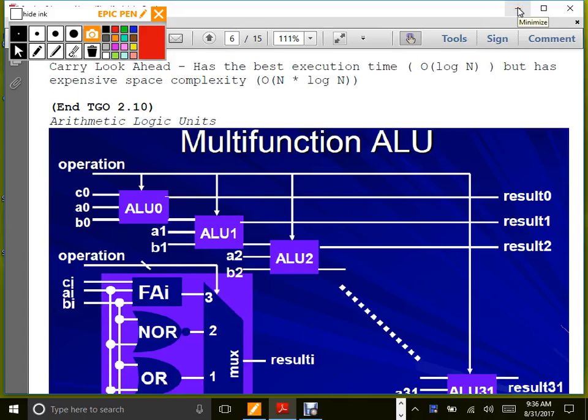As the screen is warming up here, does anybody have any questions from last lecture?